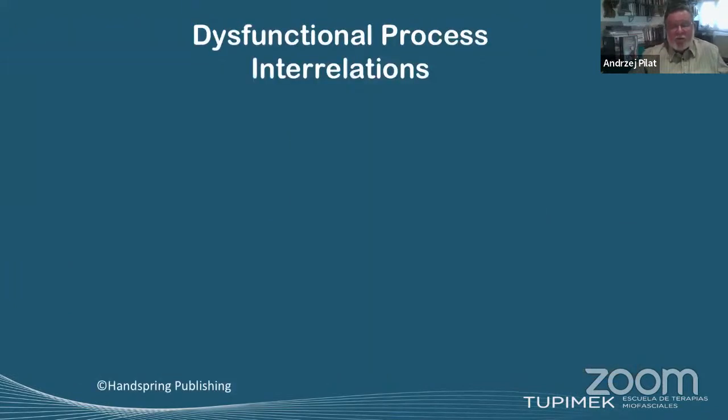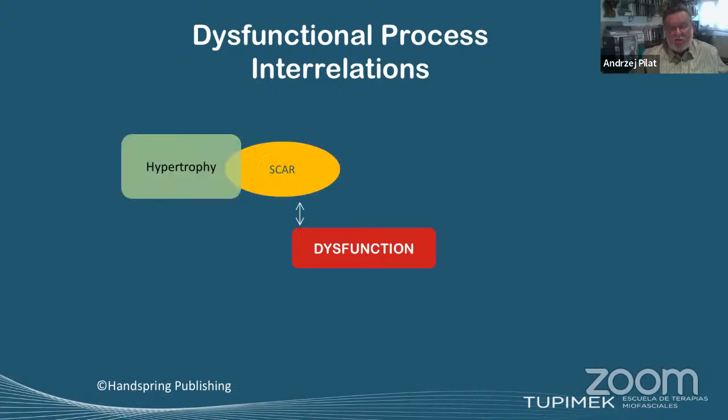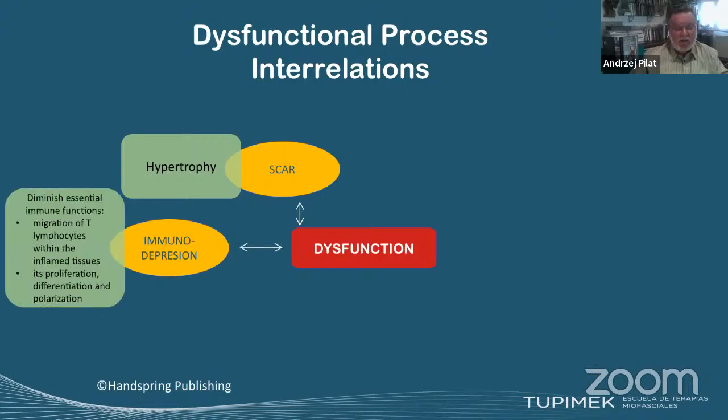So what happens with dysfunction of the fascia? We have different processes of interrelation related to the fascial tissue. So the dysfunction can be present because of a scar. Of course, it's true. Hypertrophic scar is a limitation of movement, and hypertrophic scar can destroy the movement, but also immunodepression can injure the fascia and diminish essential immune function. Think about COVID. This is the immunodepression.